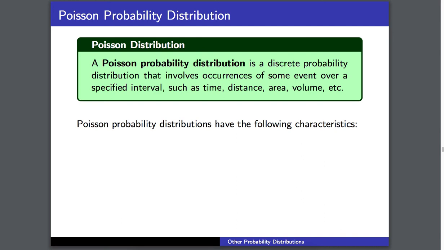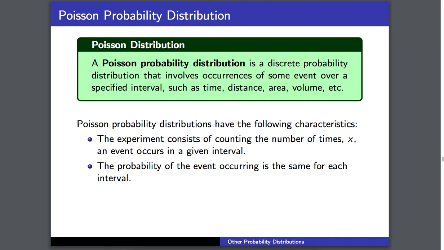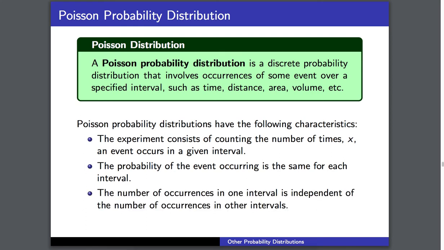So Poisson probability distributions have the following characteristics. First up, the experiment consists of counting the number of times, x, an event occurs in a given interval, much like we have in the past with other probability distributions such as binomial. The probability of the event occurring is the same for each interval, so again, just like binomial distributions. And the number of occurrences in one interval is independent of the number of occurrences in other intervals. So again, there's that independent events that we looked at with binomial distributions as well.